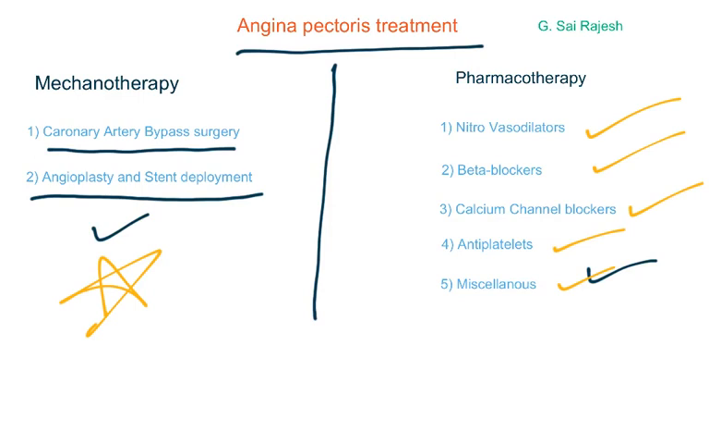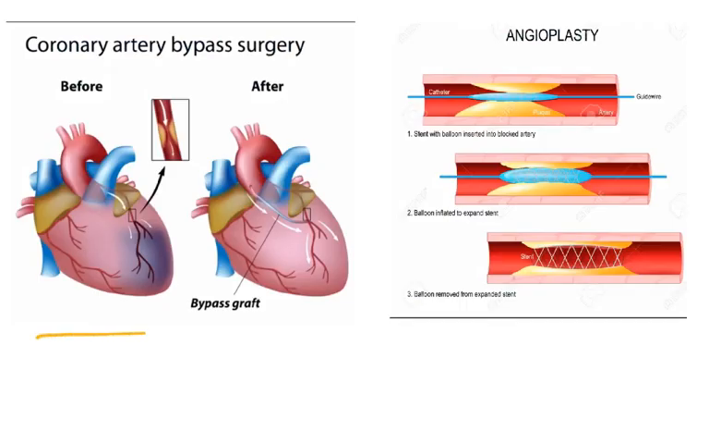Now in mechanotherapy you have coronary artery bypass surgery, which is commonly known as bypass surgery, and the other one is stent deployment with angioplasty. We will see these procedures briefly. Now look at this diagram. This process is coronary artery bypass surgery. Before doing that surgery, this is how the heart appears. Imagine this part of the heart has got reduced blood supply. That is why it is depicted as light blue in color.